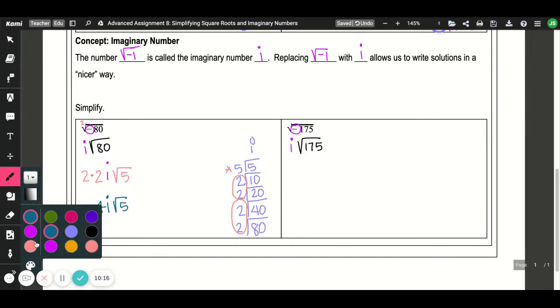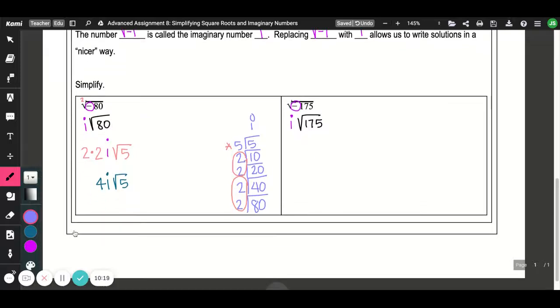So let's do the same with the last one. 175. The smallest number that goes into 175, it's odd. So 2 doesn't go in. You could try 3. I know it ends in a 5 though, so I'm going to use 5. 175 divided by 5 is 35. It ends in a 5 again, so the smallest number that goes into it is 5. 35 divided by 5 is 7. And now the only thing that goes into 7 is 7. 7 divided by 7 is 1.